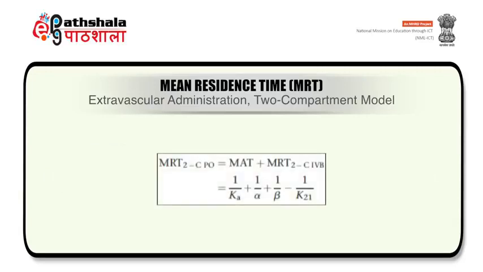Because of this principle of additivity, an equation can be considered for total MRT for a two compartment model which is administered extravascularly, that is orally, and thus the equation can be represented as 1 over Ka plus 1 over alpha plus 1 over beta minus 1 over K21, where MRT is the MRT for the two compartment drug in the intravenous bolus and MRT-oral is the MRT for the two compartment drug for the oral dose.